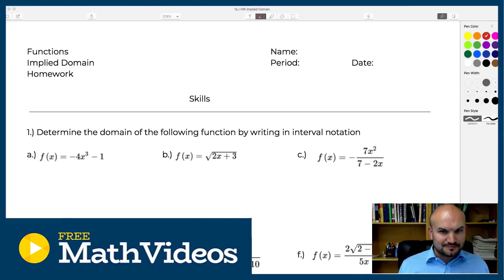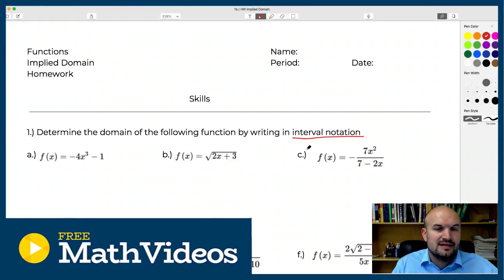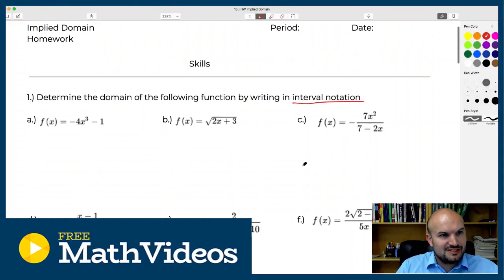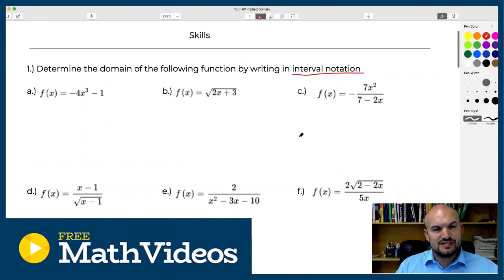Let me go ahead and get started with the initial skills that we need for identifying the domain. Very important, we're also going to be writing this in interval notation, because there are many different ways we can represent domain, but the more common method that we're going to use in this class is interval notation.